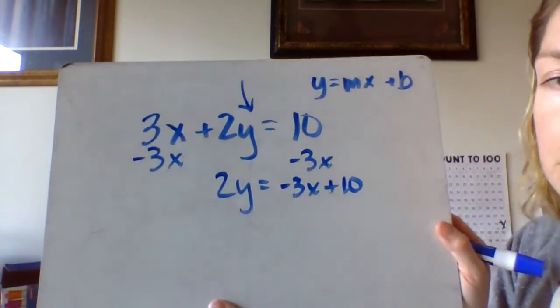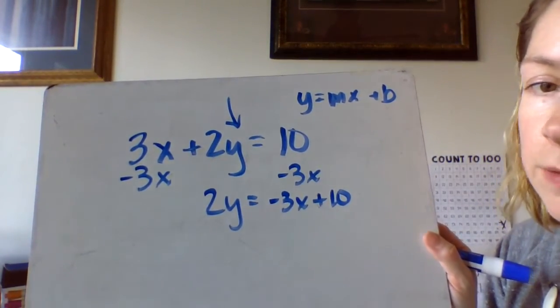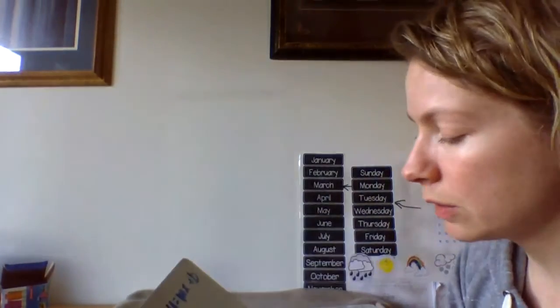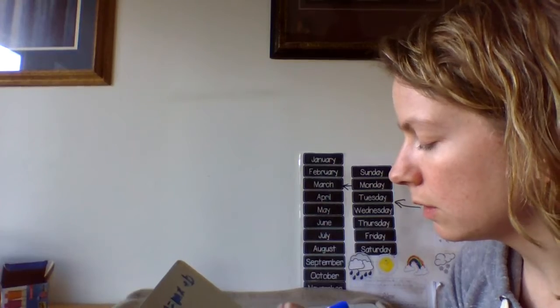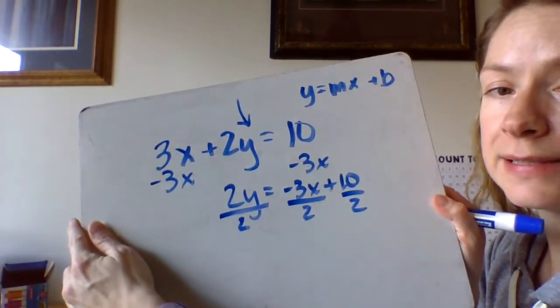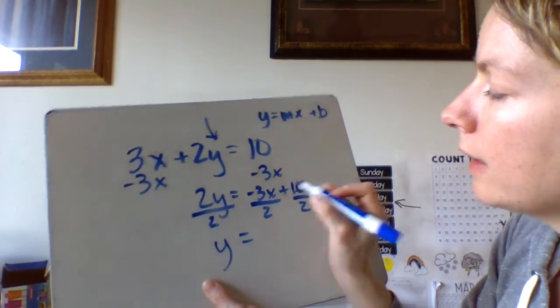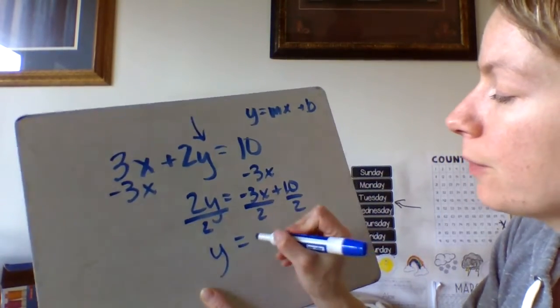That would be nice. So 2y equals negative 3x plus 10. And then I need to divide everything by 2. Divide by 2, because I need to get that y all by itself, right? So here I'm going to have y, and then this is going to be a negative 3/2 x.